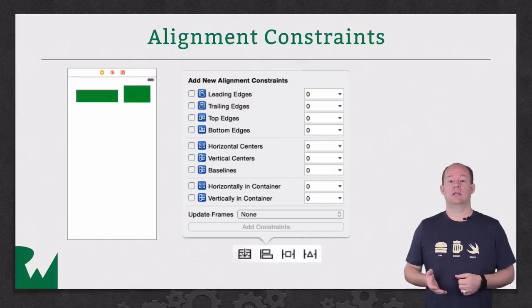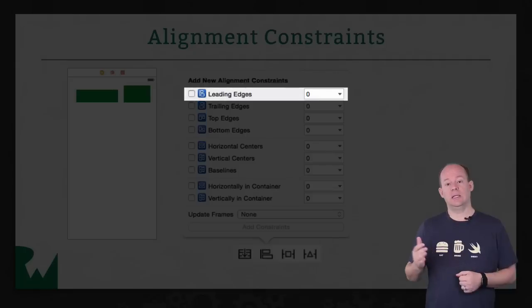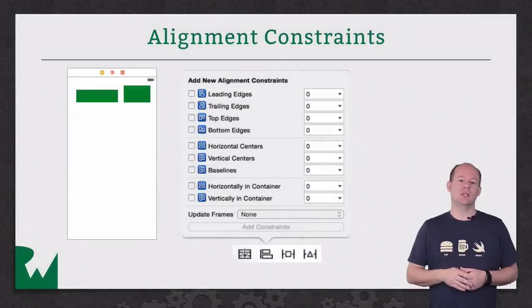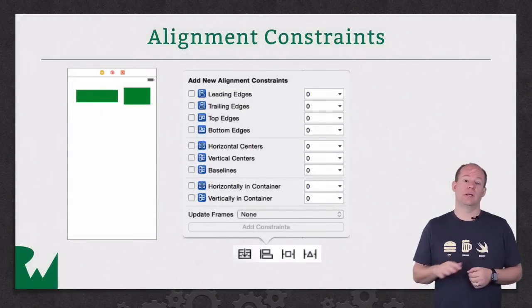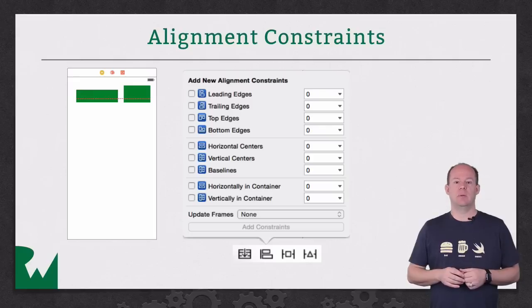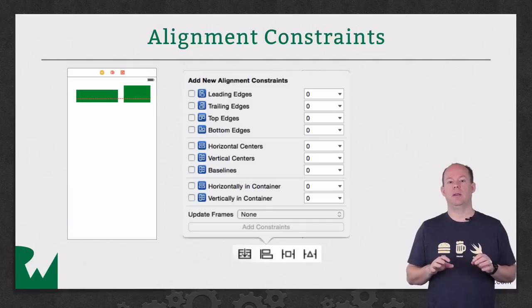You can also offset the alignment by a fixed amount. For example, if you want one view to always be 10 points indented from the leading edge of another view, you would create a leading edge constraint here and type 10 for the value. You can also align their centers horizontally and vertically, or align their baselines. Baseline alignment is useful for views that have different heights, but you want the text in them to be aligned, like a label and a button.